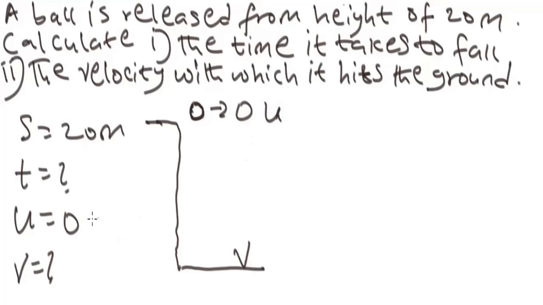Having gotten these parameters, which equation are we going to apply? Remember, this is a motion under gravity. We have time, we have u, we don't have v. That means we're going to apply s equals ut plus half gt square. Since the ball is falling, it's not going up, it's going down, it's responding to gravity.